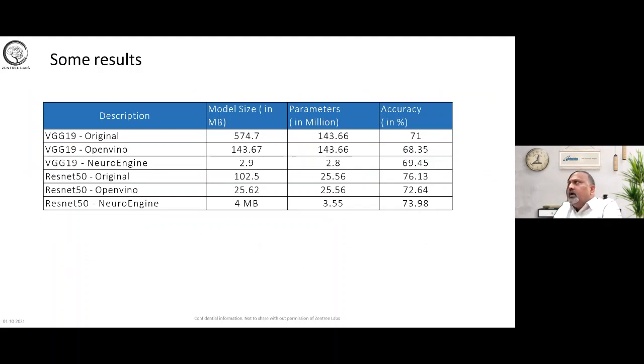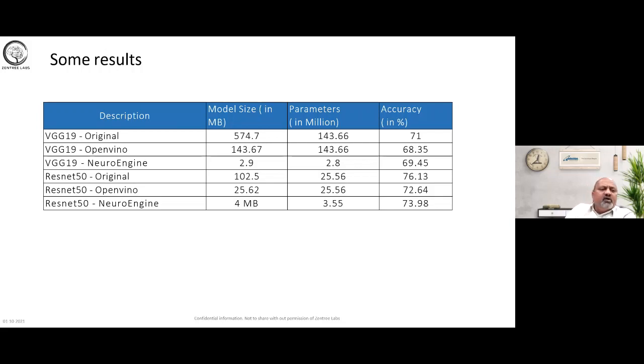Through this pruning method, I'm showing you some results of what we have worked on. We have verified it on near around 150 models. I'm giving you two examples here. If I take a VGG19, the original model takes around 574.7 MB of memory to save. That's a floating point model. It has 1.66 million parameters, and the accuracy of the model is around 71%.